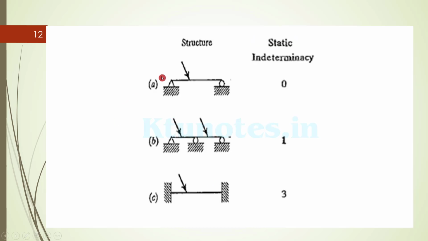And as an example, for a simply supported beam with an inclined force, the static indeterminacy is actually 0, because you could find the reactions at the left support and the right support by using the simple equations like sigma H equal to 0, sigma V equal to 0, and sigma M equal to 0.